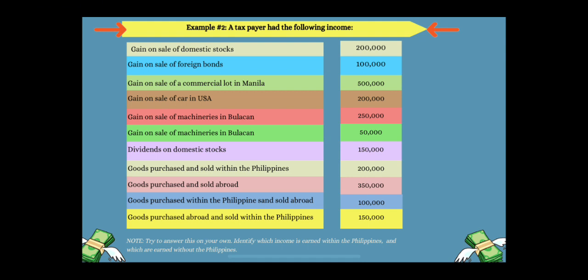Goods purchased and sold abroad. Since the production is abroad, it will also be distributed abroad. So it is without the Philippines. Goods purchased within the Philippines and sold abroad. Meaning, the production will be in the Philippines but it will be distributed abroad or without the Philippines. Last, goods purchased abroad and sold within the Philippines. Meaning, the production will be abroad or without the Philippines but the distribution will be within the Philippines.